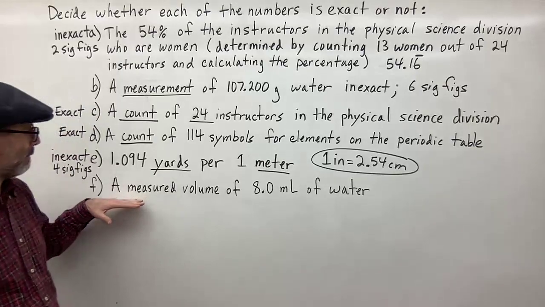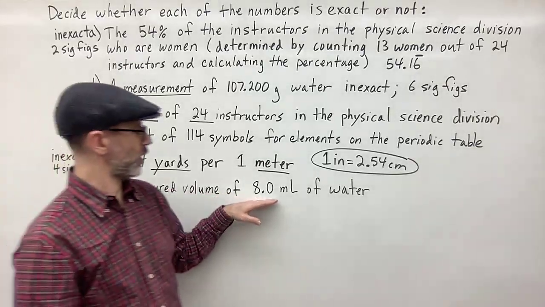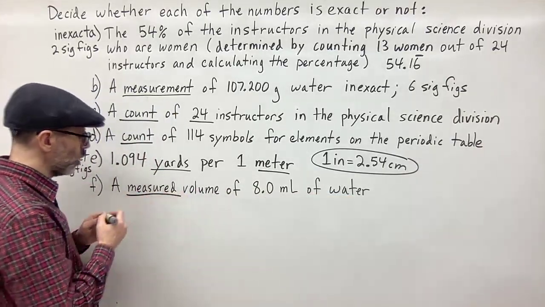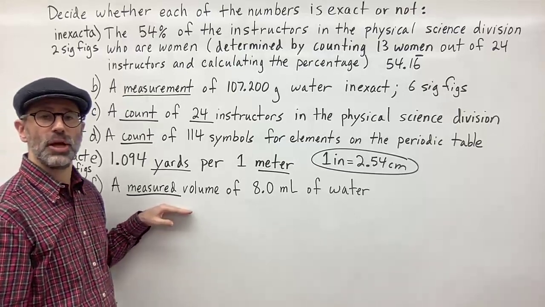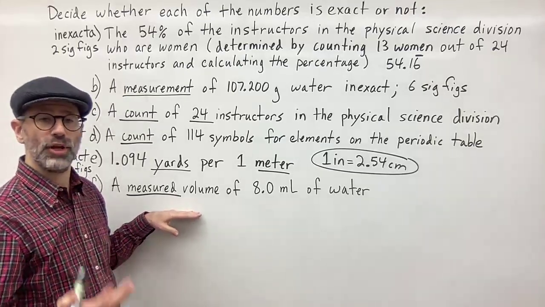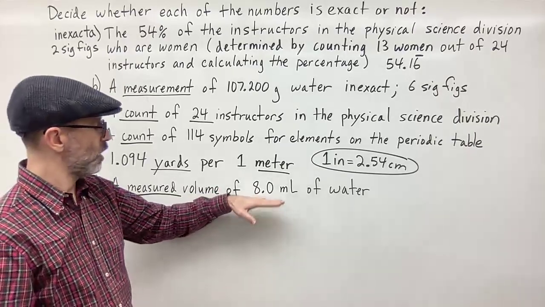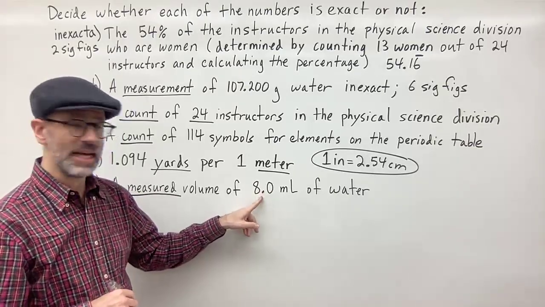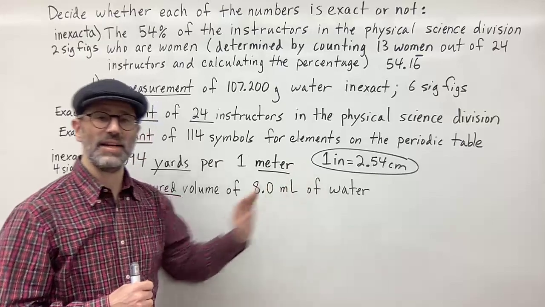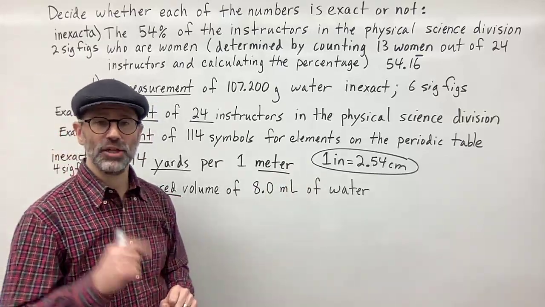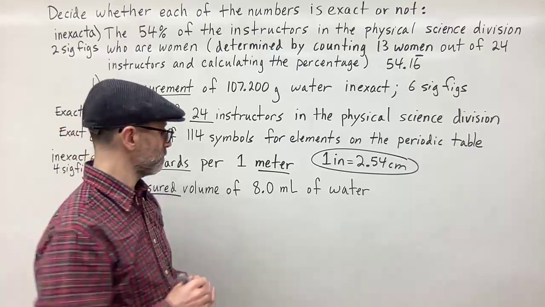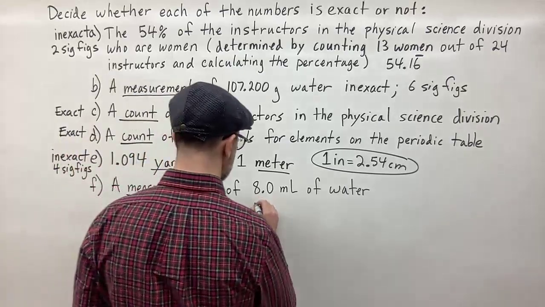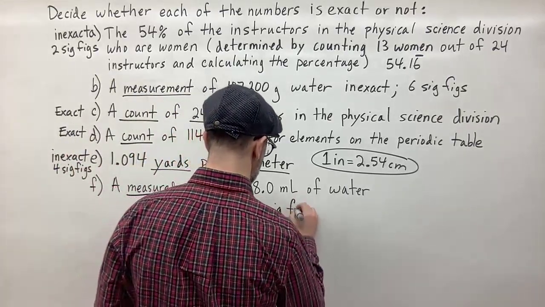And finally, F, a measured volume of 8.0 milliliters of water. So again, the key word is measured. Anytime you measure something, it's not exact. So therefore, you're going to have to know this number of significant figures. So here we have 1 and 2. This 0 is significant because there's a decimal point. Remember, zeros at the end of your number are significant if and only if there's a decimal point. So here we have a decimal point, so we have 2 sig figs here.